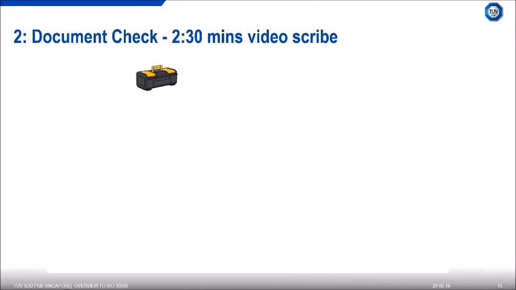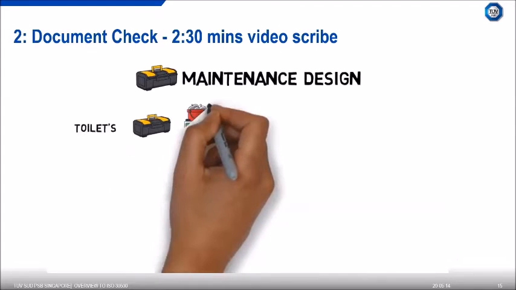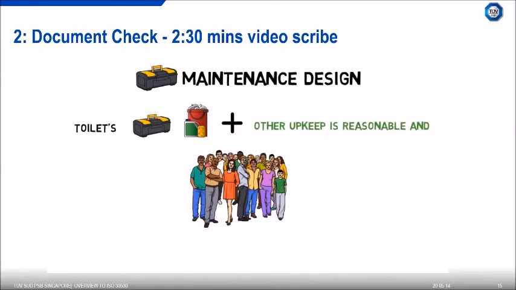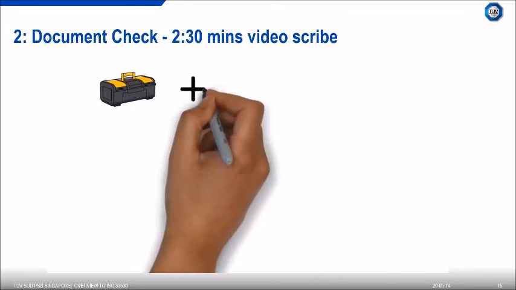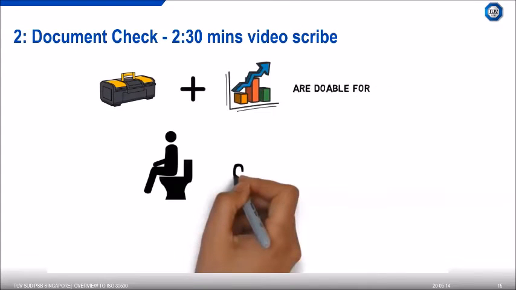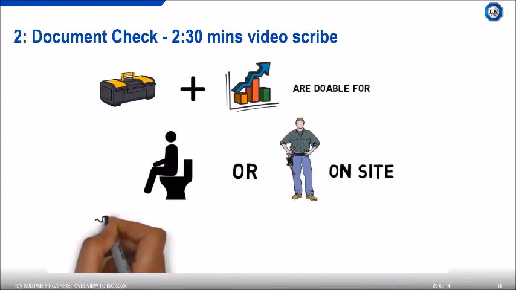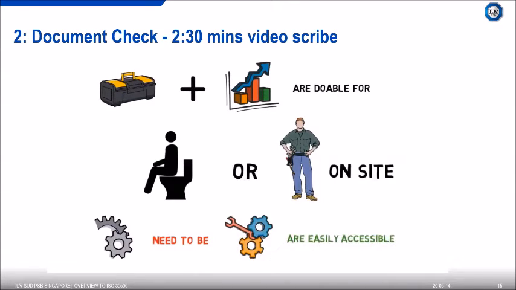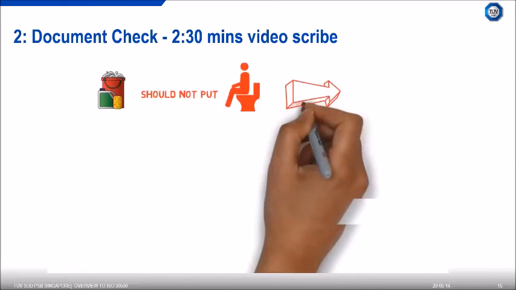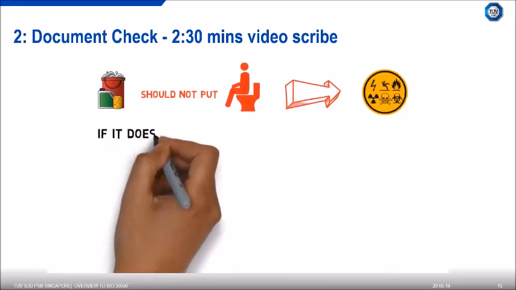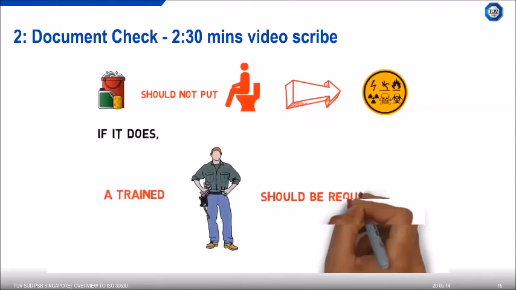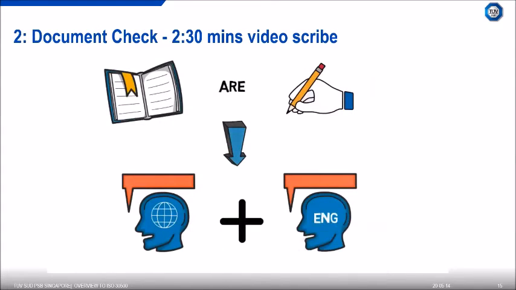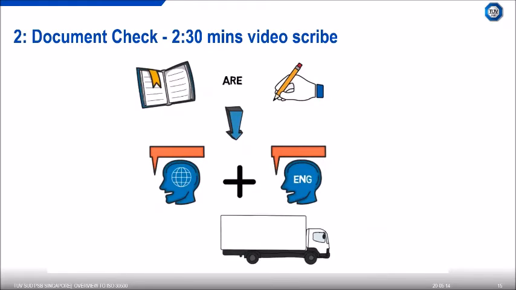The clause maintenance design lays out the expectation that the toilet's maintenance, cleaning, and other upkeep is reasonable and within community capabilities. Maintenance activities and frequency of those activities are doable for users or professional service personnel on site, and all components that need to be replaced or serviced are easily accessible. Normal cleaning should not put the user in contact with hazardous material, and if it does, a trained service personnel should be required. User manuals are written in the local language and English language. And lastly, the full system shall be safely transportable.